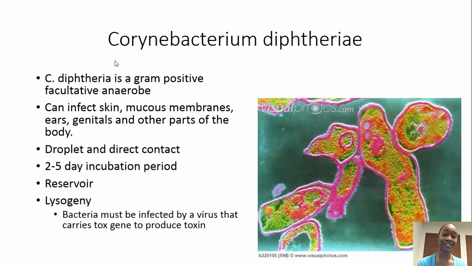So the bacteria that causes diphtheria is the Corynebacterium diphtheriae. I probably said that wrong, but that's okay. C. diphtheriae is a gram-positive facultative anaerobe. It's bacillus shaped, as you can see in this picture.